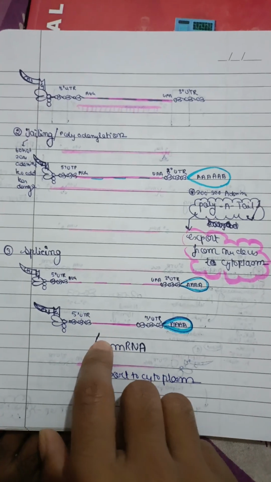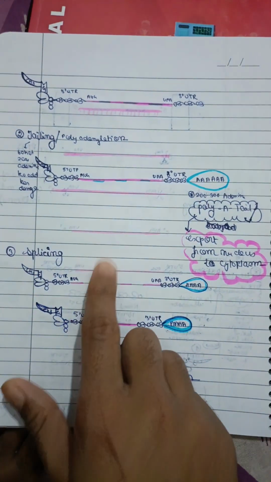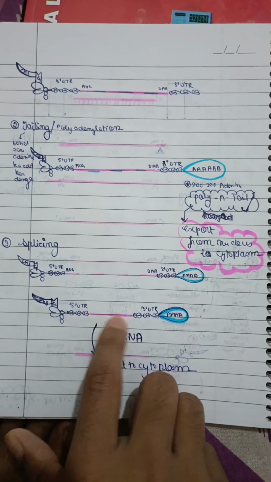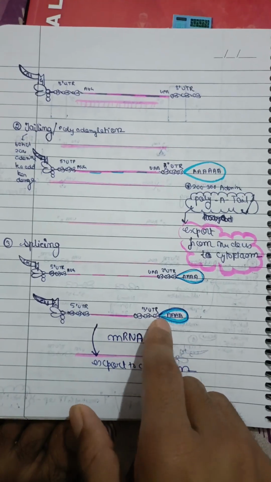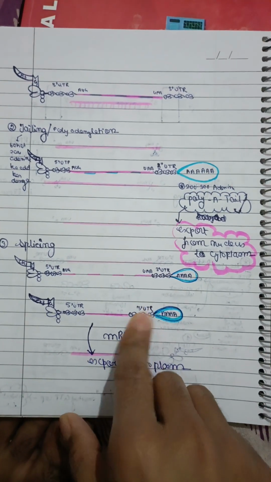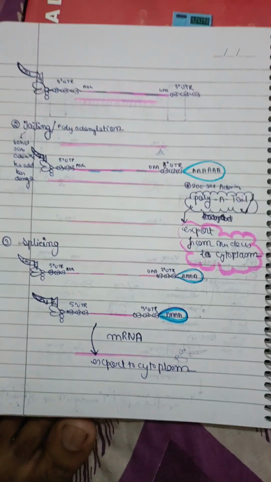What happens in the splicing? The introns are removed. See here, these blue ones are the introns. So introns get removed and the exons get combined together, and thus the hnRNA is converted into the mRNA. Now it becomes the mRNA that is getting exported into the cytoplasm.